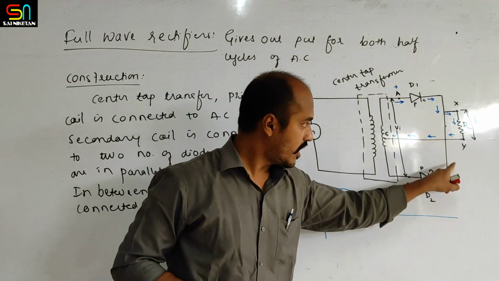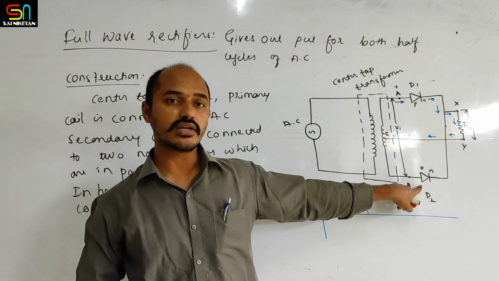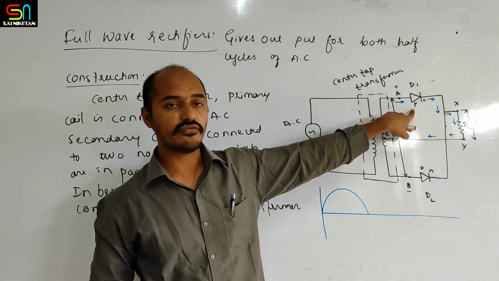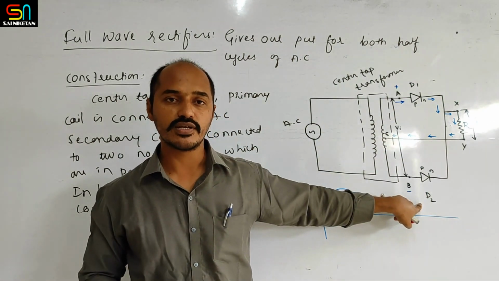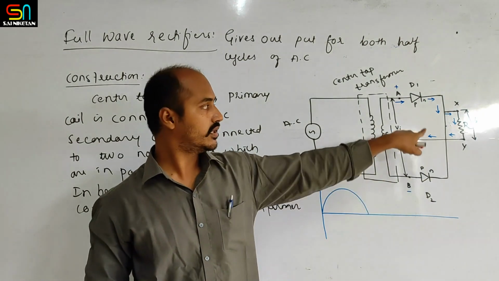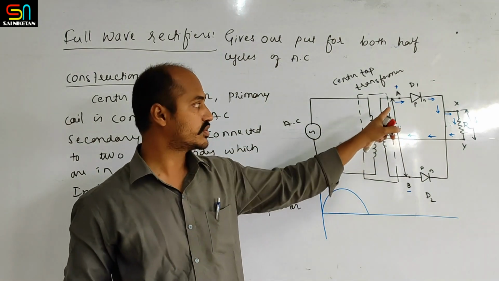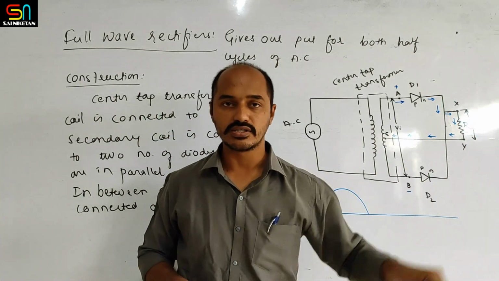But in this half cycle of the circuit, this diode is in reverse bias, whereas this diode is in forward bias. D1 becomes forward biased, and D2 becomes reverse biased. So D2 does not conduct the current, and D1, being in a forward bias condition, conducts the current in the direction of A, X, Y, C. So this is what the direction is.